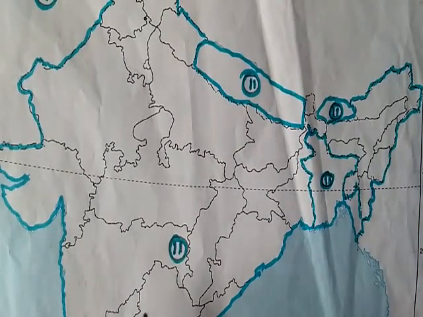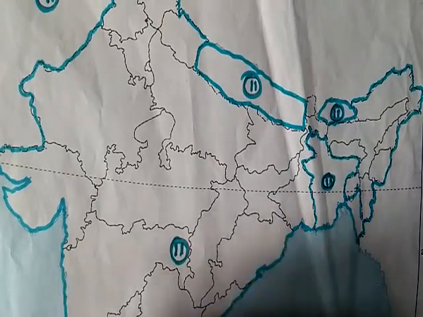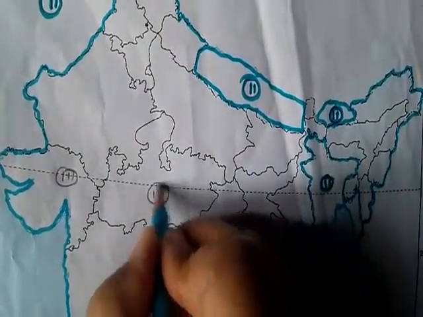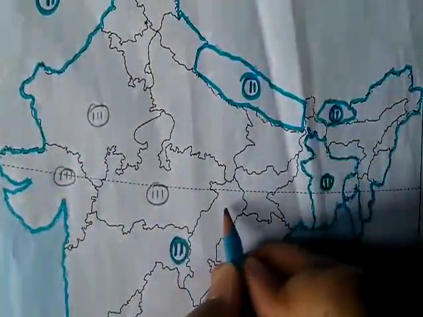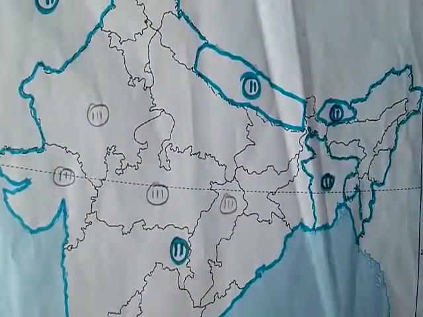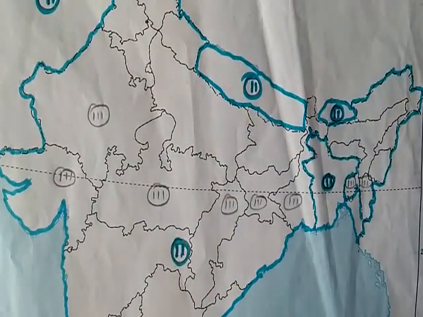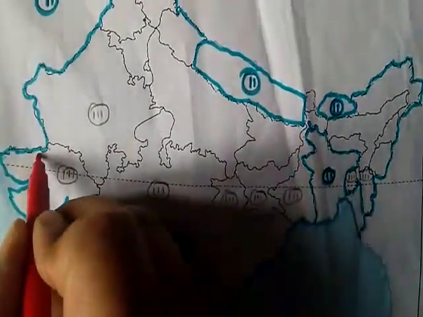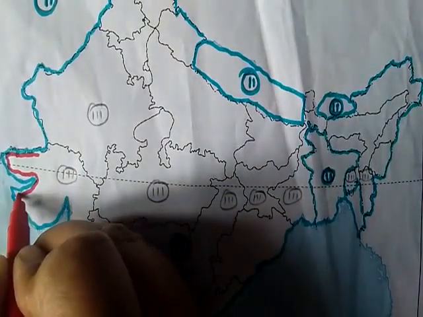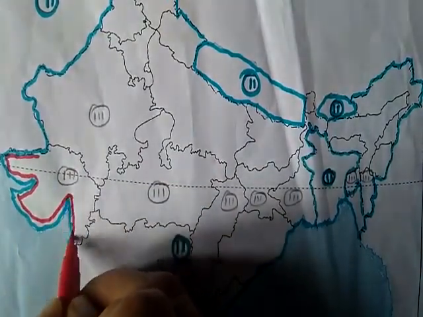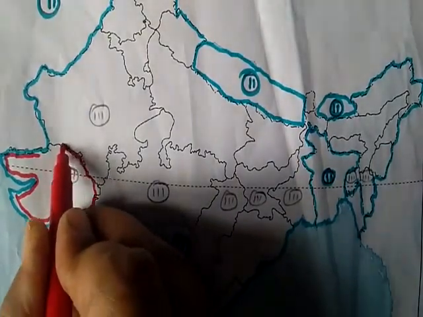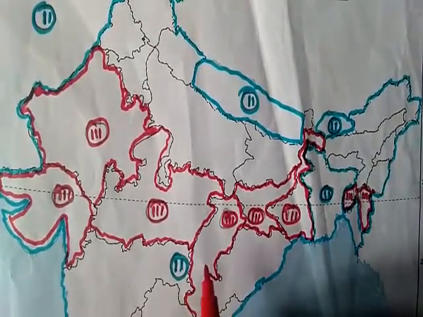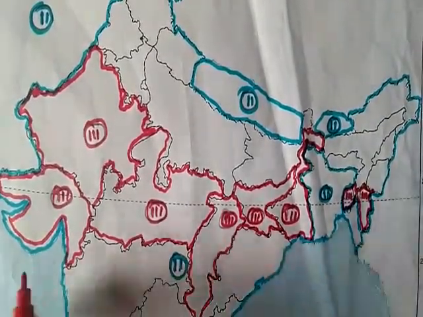The next question is the states through which Tropic of Cancer passes. First of all give the question number 3. This is Tropic of Cancer and it is passing through the 8 states. So just give the number and then we will color the states. We should only color the boundary, just see, don't over color it. In this way we will use the color. In this way you can color all the states through which the Tropic of Cancer passes.